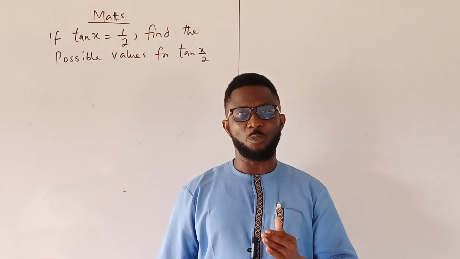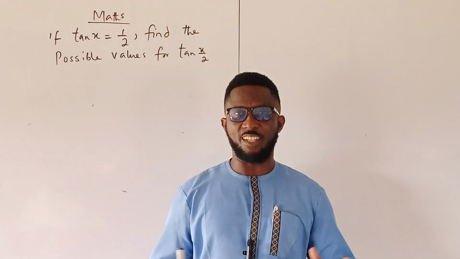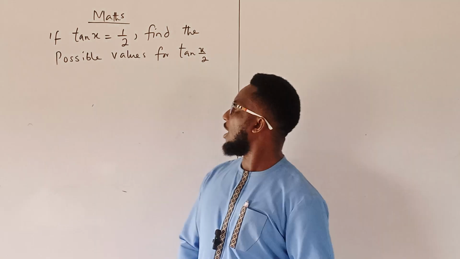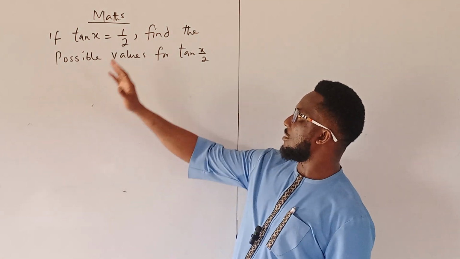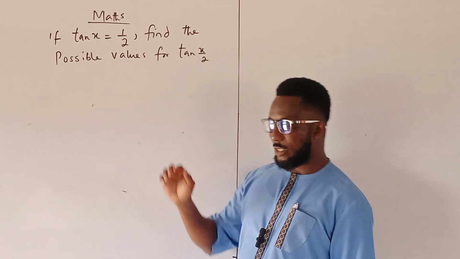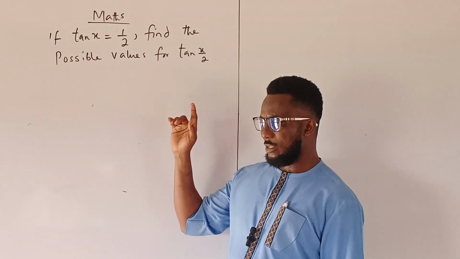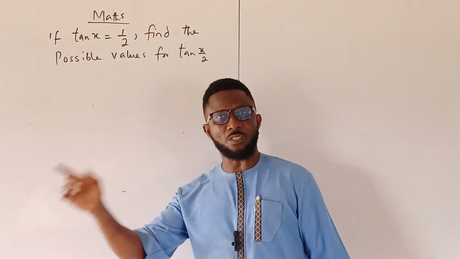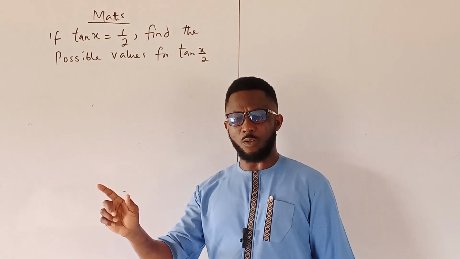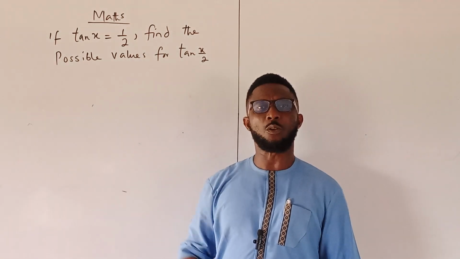In today's tutorial, we shall be taking a look at the trigonometric question on the board. Something very simple and exciting. So let us look at the problem together and the solution as always. We have here that if tan x is equal to half, find the possible values for tan half of x. As you can see, the tan half of x is the head start on where we are to start. That means that we are going to use the addition formula for compound angles. Then we now break it down for half angles.